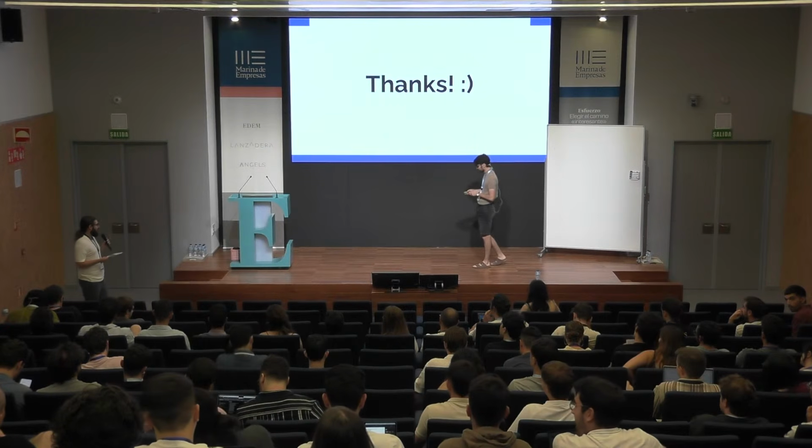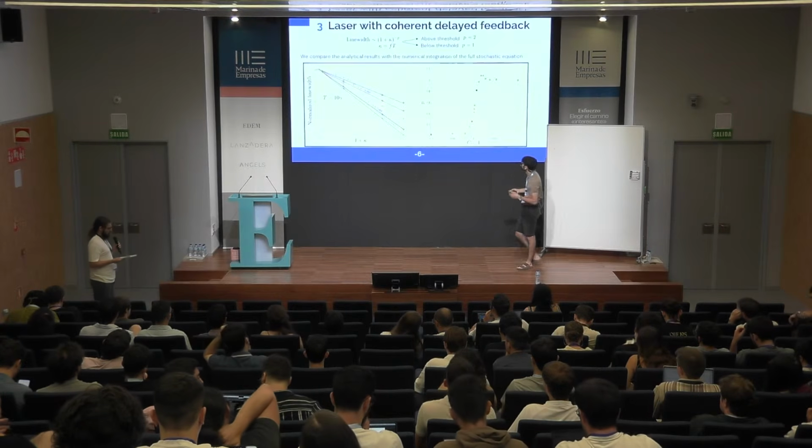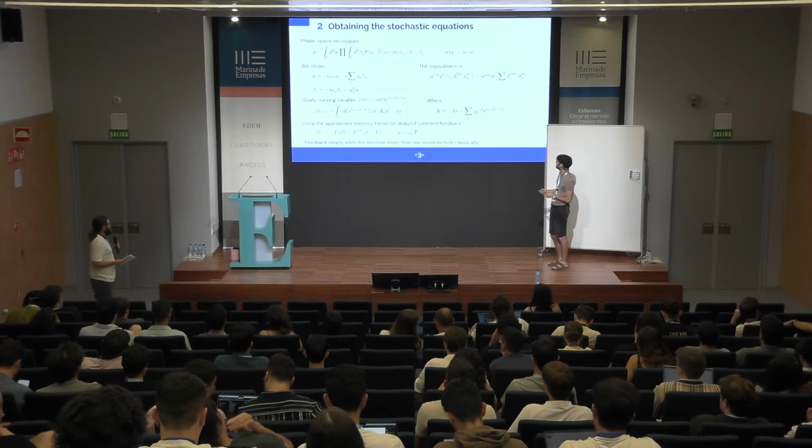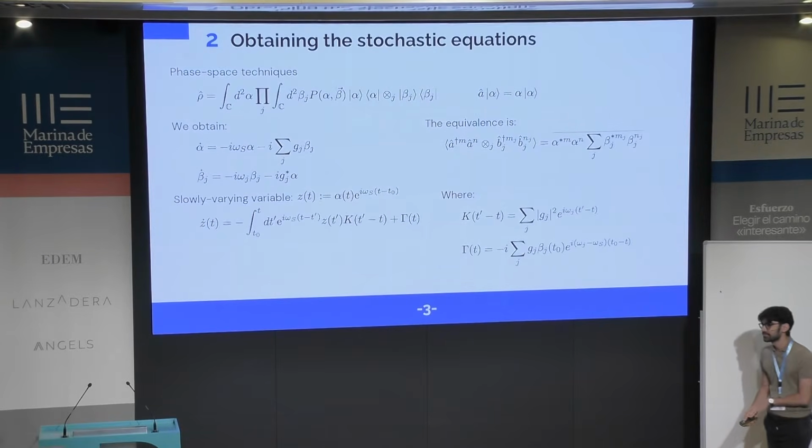Earlier in the slide, you put an expression for gamma. And you said directly that beta of T0 is equal to 0. Could you explain why?